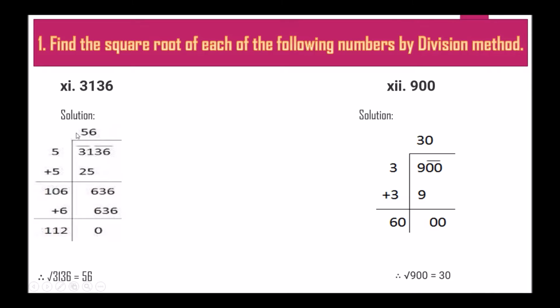3136. So 5 into 5 is 25. We will add 5 plus 5, that is 10. Now 106 into 6, that is 636. So the number is 56. Here 900. So 3 into 3 is 9. 3 plus 3, that is 6. 60 into 0 is 0. So the number is 30.